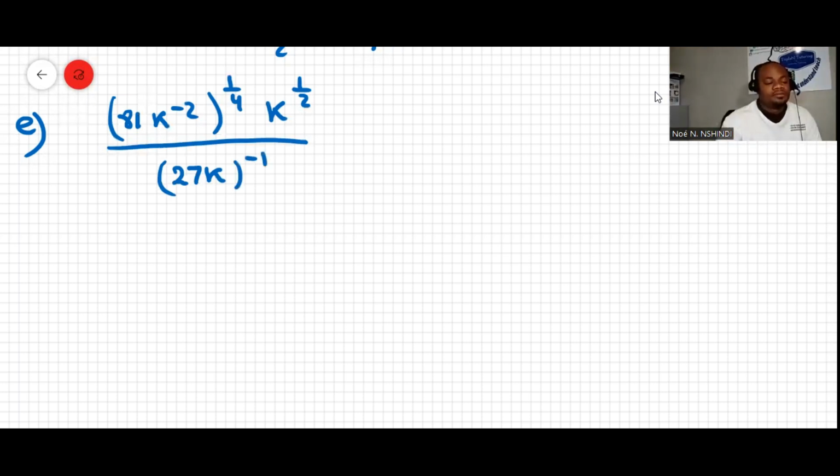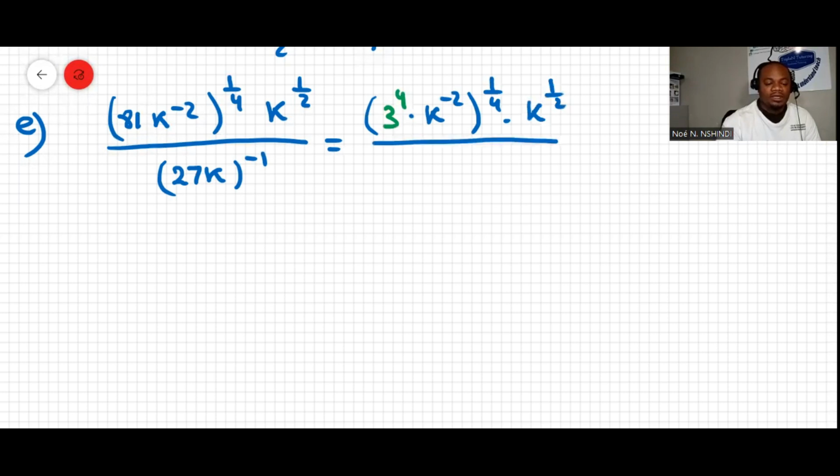Now, you know, 81, in terms of its prime factor, is 3 to the power of 4. So here we can say this is just 3 to the power of 4 multiplied by k to the negative 2, all to the power of a quarter, multiplied by k to the power of a half, all over 27, which is just 3 to the power of 3 multiplied by k to the power of negative 1.